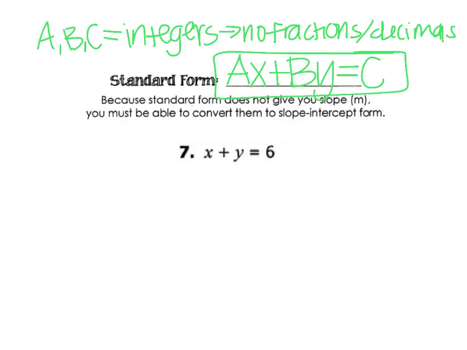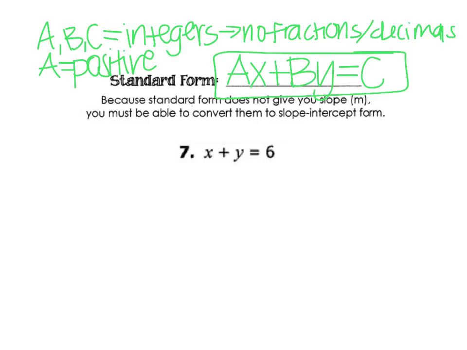So there's our standard form. A, B, and C are all integers, no fractions or decimals. And A has to be positive, all right? A cannot be negative. A must be positive.